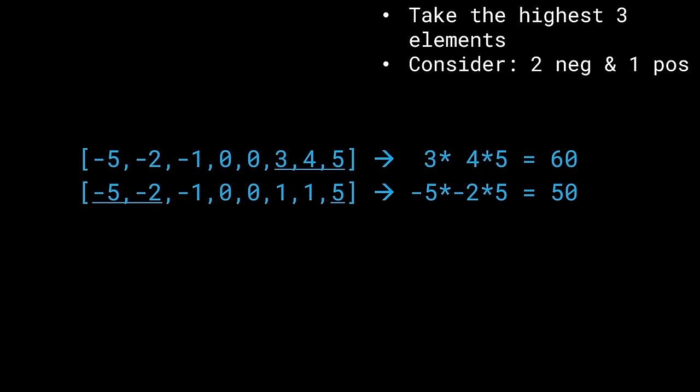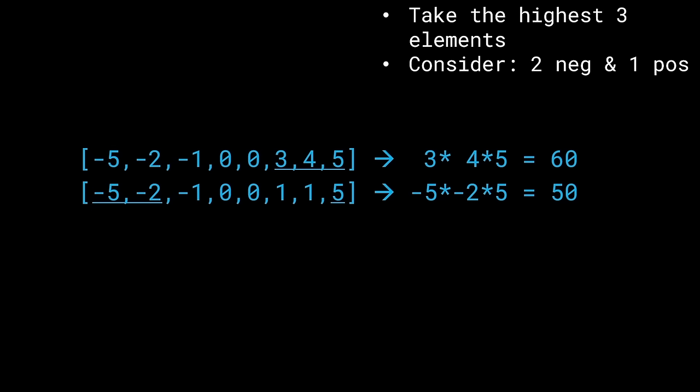First, we have to take the highest three elements. That's for sure. That's something we have established is correct for some test cases. And for the remaining test cases, we have to consider the case where there are two negative values and one positive value, as shown in the second test case over here. This second test case gets 50 as the output, which is indeed the correct answer.